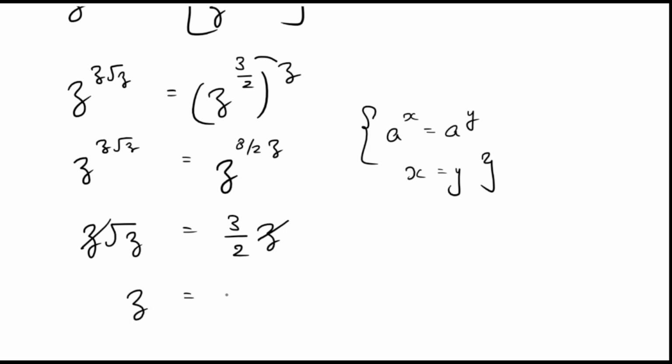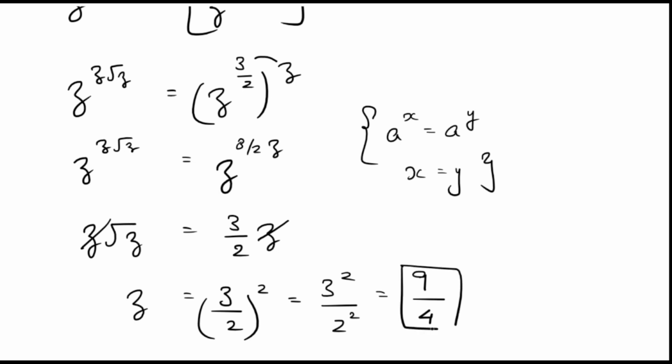So z is equal to, if the square root goes that side, it becomes square. So we'll get 3 by 2 square, which is equal to 3 square divided by 2 square. 3 square is 9 and 2 square is 4. So the answer is 9 by 4. Option B.